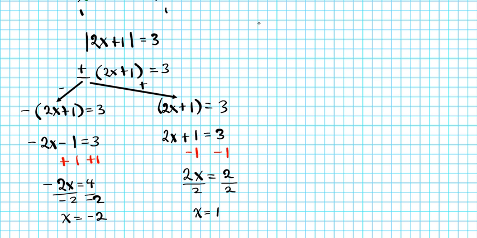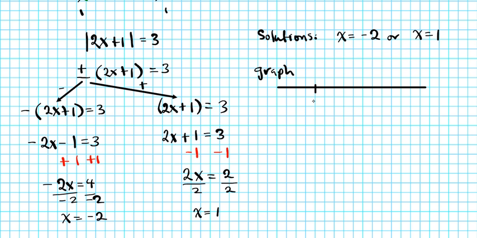So our solutions are x equals negative 2 or x equals 1. Let's draw the graph and then do a check. So the graph is just a sketch of the solution. All you do is you need negative 2 and 1. So negative 2 has a point, and then 1 also has a point, and there you have your number line. So this is a graph of the solution set.